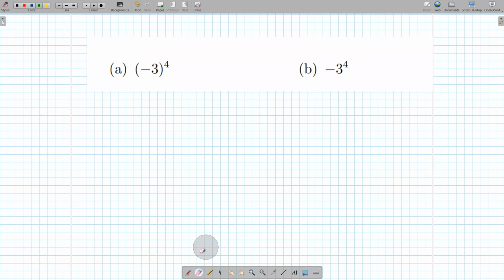Now, B, you have to be careful. So the power 4 only applies to the number. It does not apply to the sign, okay? So we're not multiplying the negative sign 4 times. What do you think the answer is? We know 3 to the power of 4 is 81 from part A. So for B, is the answer positive 81 or negative 81?